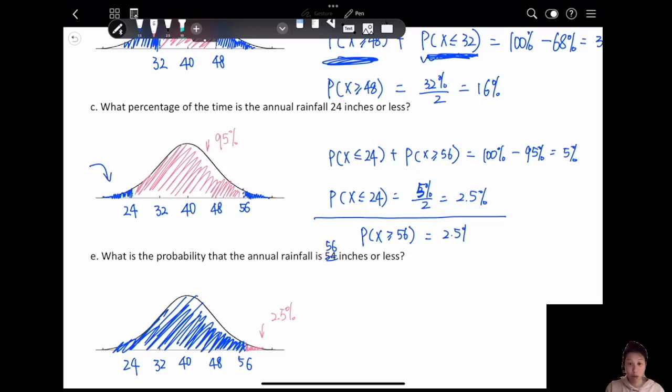So that means the blue shaded part, which is the rainfall less than or equal to 56 inches, should equal 100% minus 2.5%, which is 97.5%, which is really likely to happen.